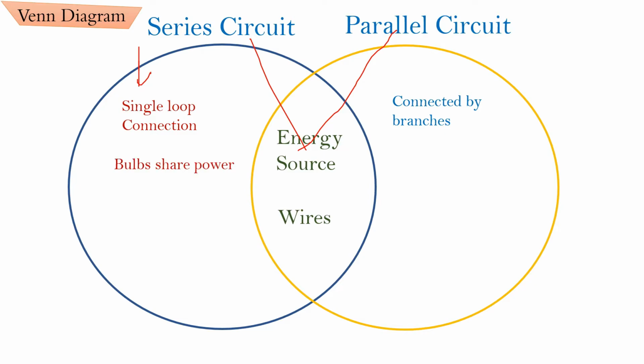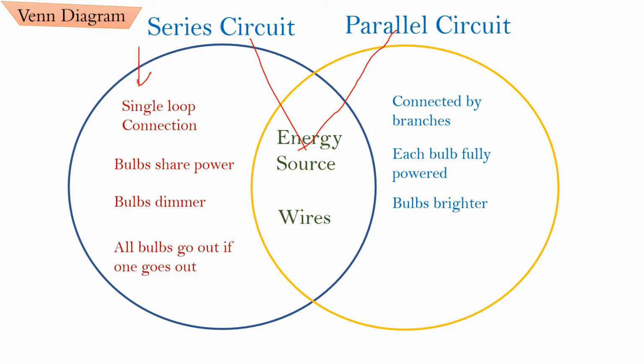In a series circuit, bulbs share the power, and in a parallel circuit, each bulb is fully powered. Bulbs are dimmer, or bulbs are brighter. All bulbs go out if one goes out, and all bulbs stay lit if one goes out. So these are the unique features of series circuit which are not matched with the parallel circuit. Similarly, these are the unique features of the parallel circuit which are not matched with the series circuit, and the similarity is written in the middle.